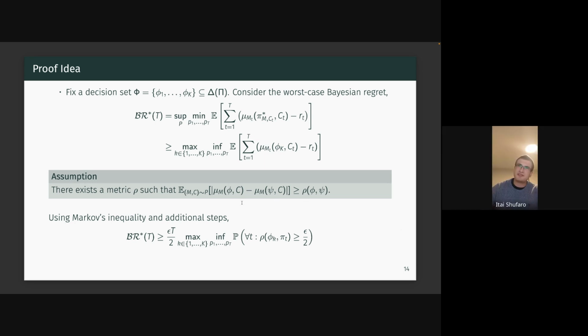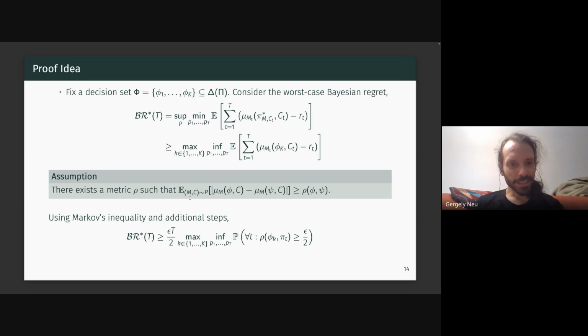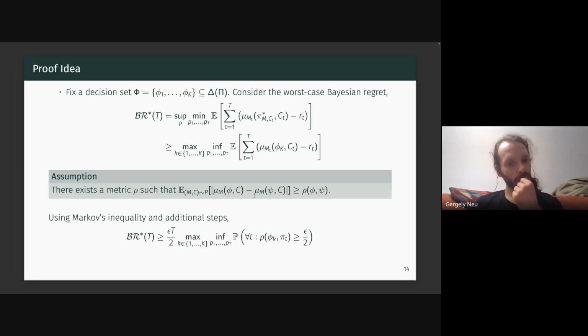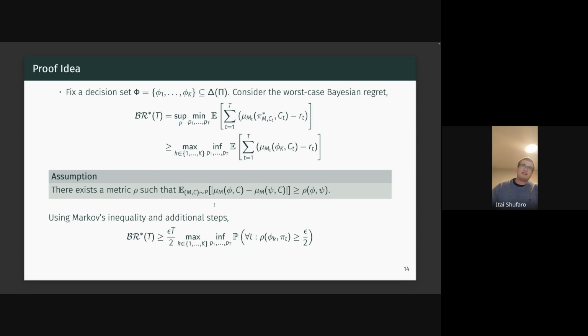I actually didn't explain it well. This assumption essentially says that if we have two stochastic decisions, so two policies, phi and psi, then the mean reward difference, in absolute value, of these two stochastic decisions can be lower bounded by some metric, which is rho. Right now we did not talk about what rho exactly is, but we assume that it exists.